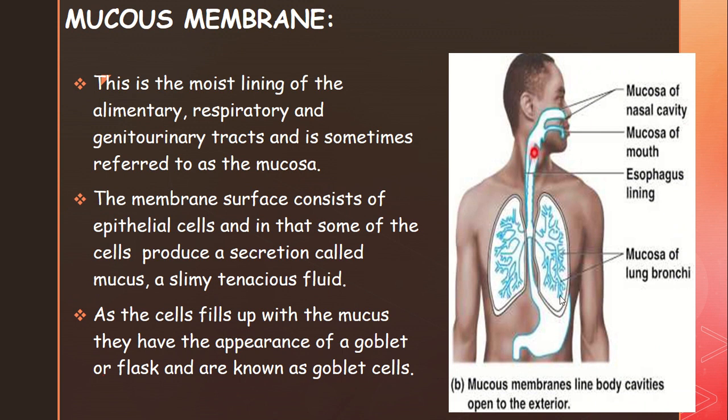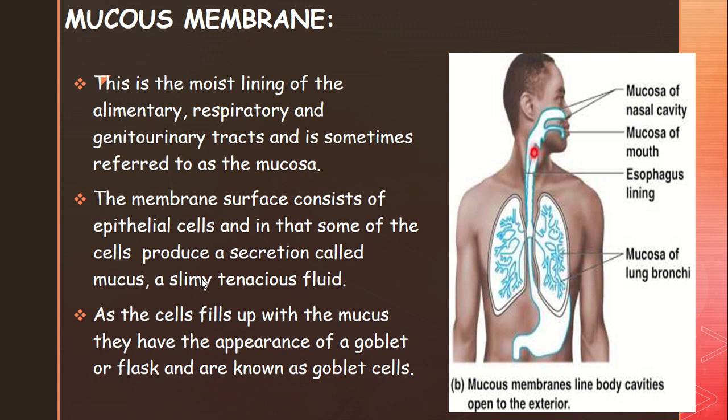Alimentary, in the sense from the mouth to the digestive process, is called the alimentary tract. The respiratory tract is the nasal path and the lungs. The genitourinary tract is the genital and the urinary tract. These are lined by the mucosa. The membrane surface consists of epithelial cells, and some of these cells produce a secretion called mucus, a slimy, tenacious fluid.